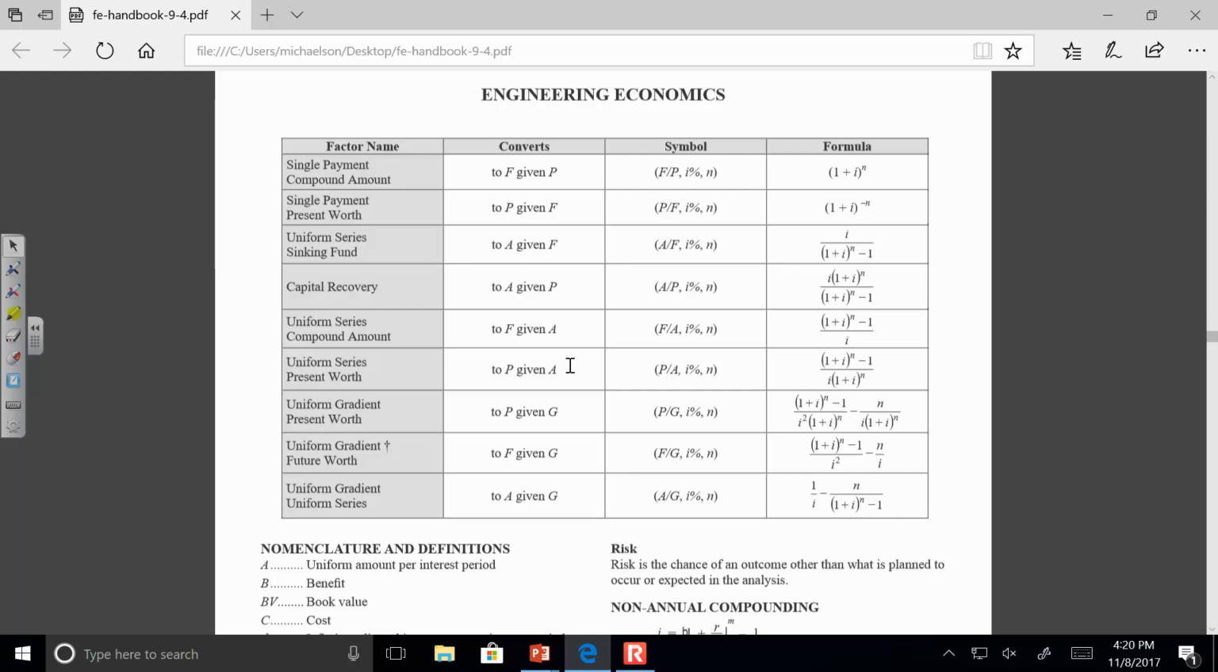Yes? Are you allowed to use Microsoft Excel on the FE? Nope.